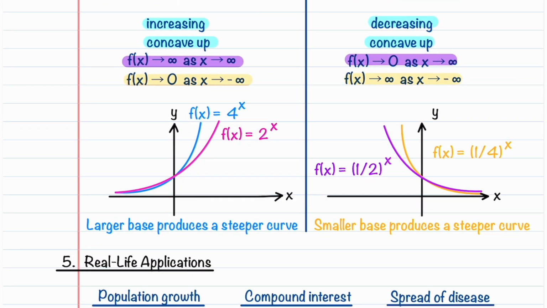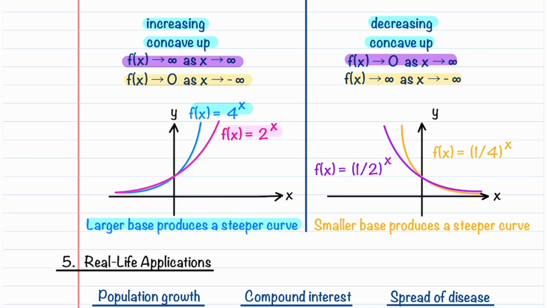We have the function f of x is equal to 4 raised to the x, and f of x is equal to 2 raised to the x. These are both functions that are increasing exponentially. Notice that the function 4 to the x is larger than the function 2 to the x. The reason for this is that the larger base produces a steeper curve.